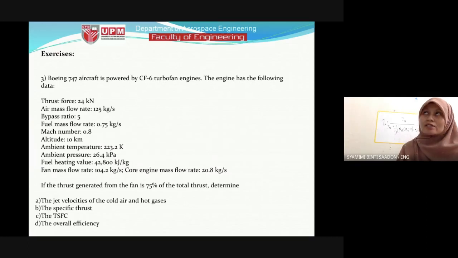So from the thrust equation, from the separate thrust equations, we have the thrust, we have the mass flow rate, and we have U from the Mach number, so we can derive UE for each, fan and core. Do you understand?